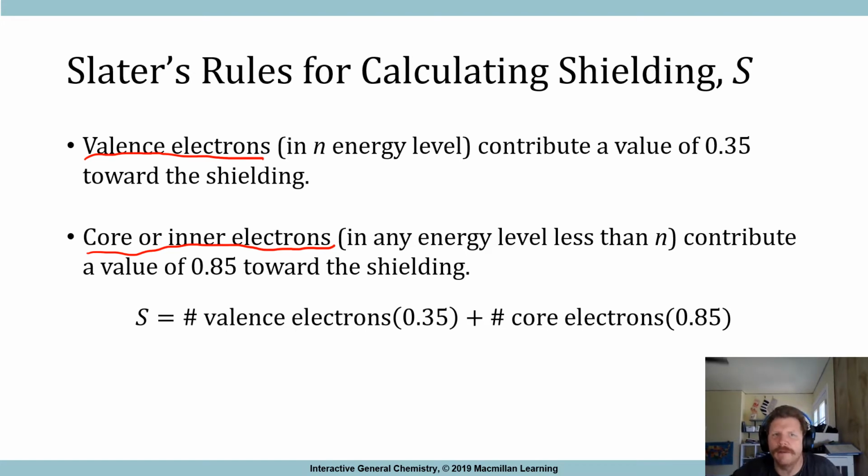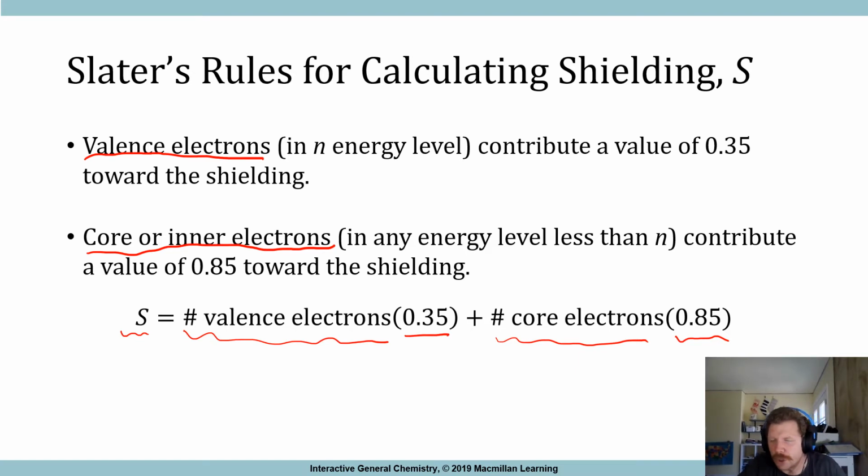And so we have this means of calculating the force that they're pulling, or the shielding that takes place because of those core electrons. What we do is come up with this factor S, which is equal to the number of valence electrons times 0.35, and you add that to the number of core electrons times 0.85.